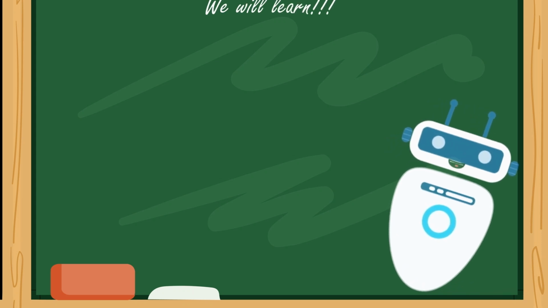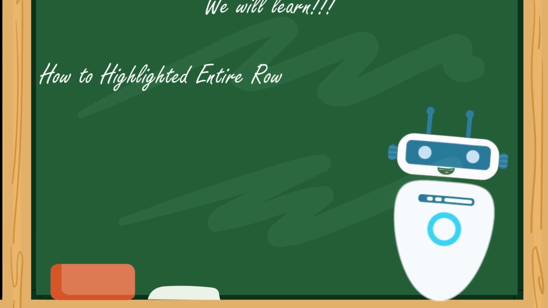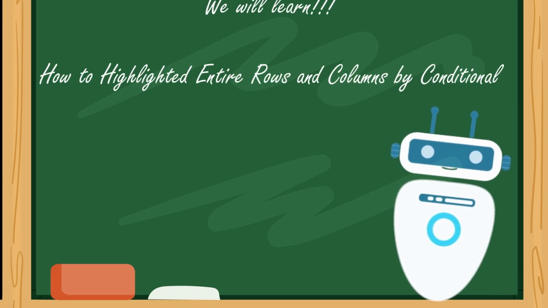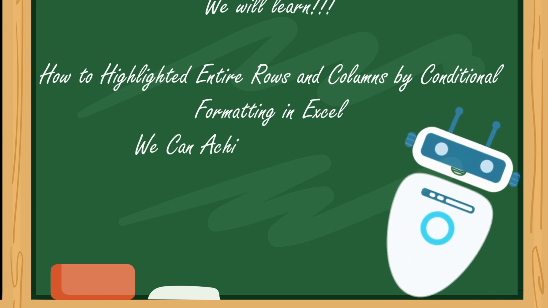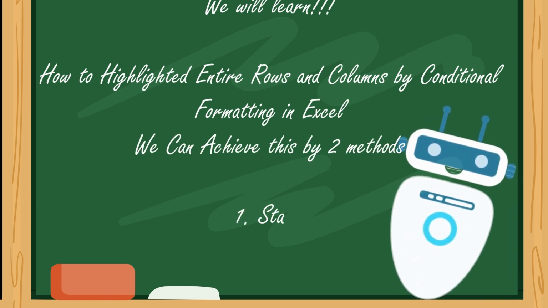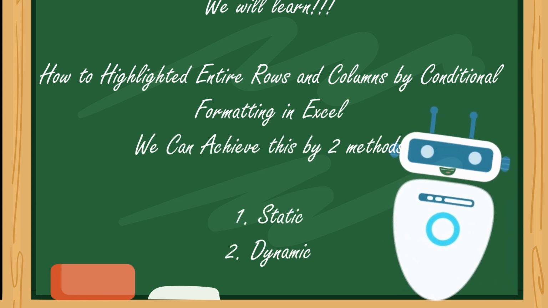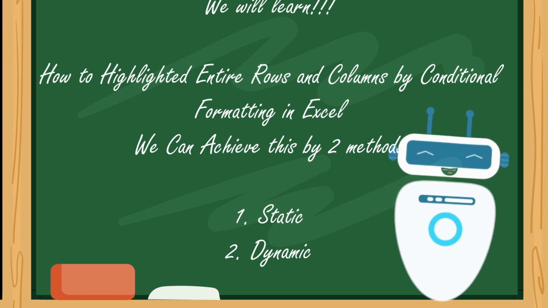In this video, we are going to learn how to highlight entire rows and columns by conditional formatting. For this purpose, we are going to learn two methods. One is static conditional formatting and the second is dynamic conditional formatting. So let's start the video.